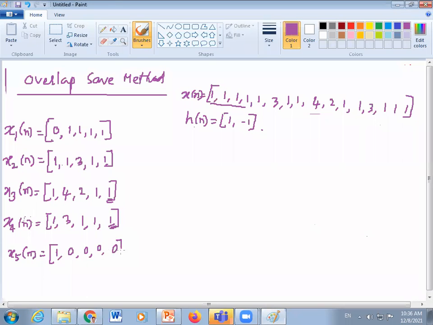So don't make this mistake, because I have intentionally taken this example. When the samples in the given inputs are getting over, we need to form the next block by taking the last sample as the first sample of the next equation, and complete the length by adding zeros. Understood? Have you understood this part? Yes, sir.